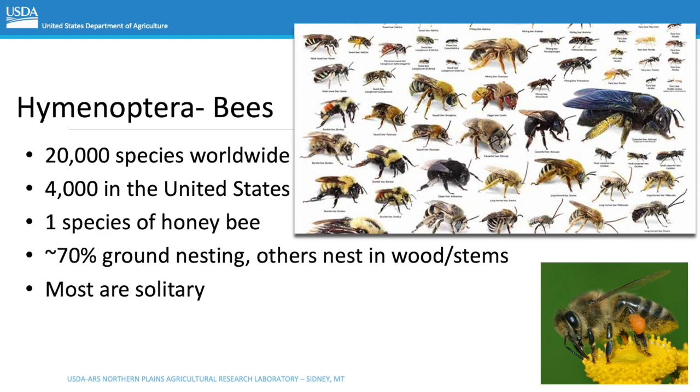You can see in the top right picture a collage of different types of native bees. They can be very large, like bumblebee size, to very tiny. When you look at native bees as opposed to the honeybee, the majority of them nest in the ground. Most of them actually dig their own hole or entrance to their nest. The other roughly 30% of native bees nest in dead rotten wood or the piths of stems. And the majority of native bees are solitary, as opposed to the honeybee, which forms large colonies.